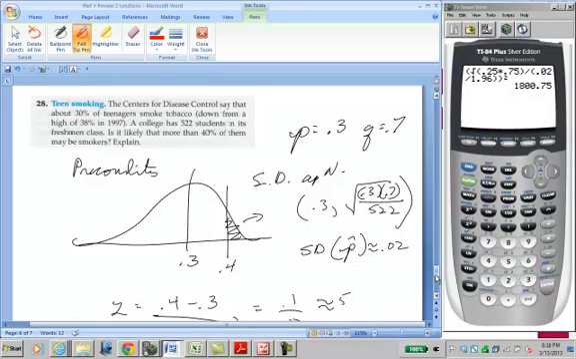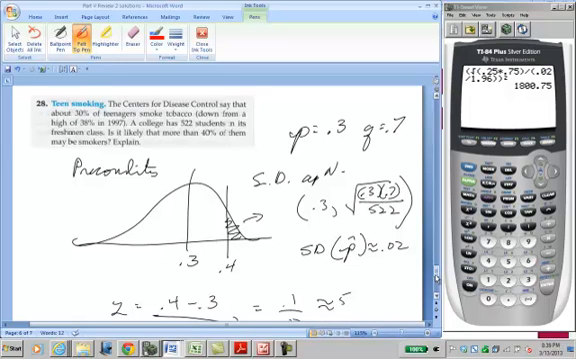Okay, so the CDC, they keep really good stats, say that, so this is a population parameter, 0.3 of teenagers smoke tobacco, down from a high of 38% in 97. A college has 522 students in its freshman class. Is it likely that more than 40% of them smoke? Okay, we have population parameters. Now, we're going to use a sampling distribution with these population parameters because the sample is the 522 students. Okay? Now, we want to use the normal model.